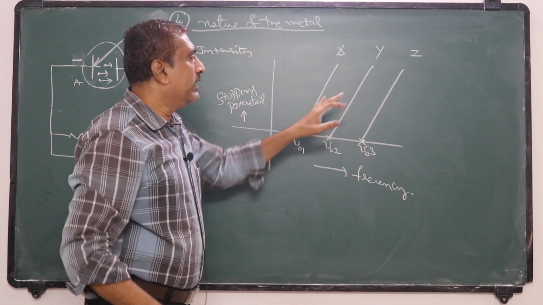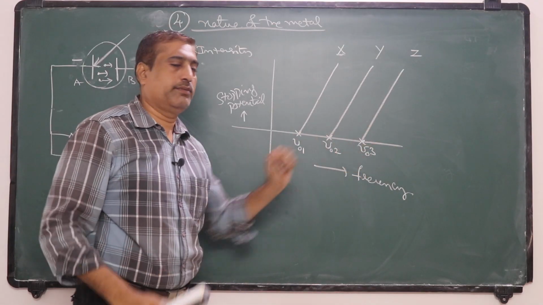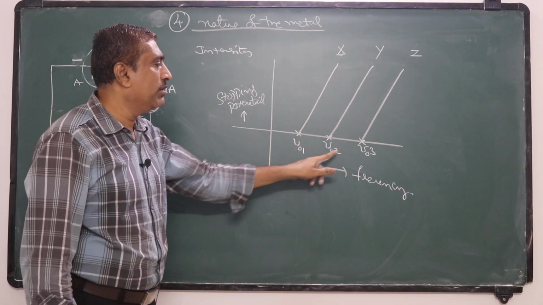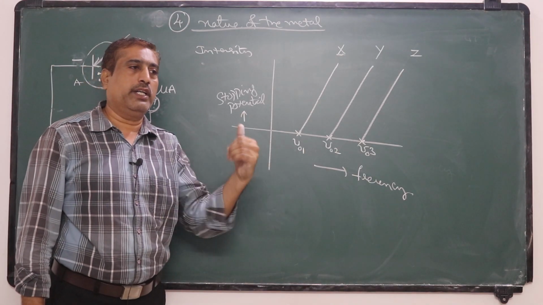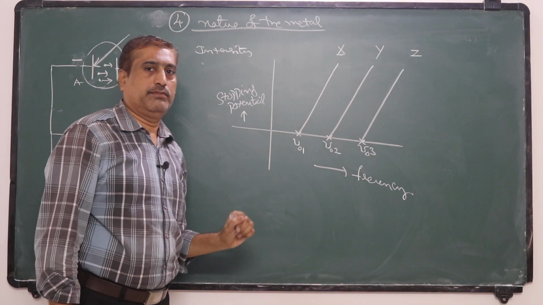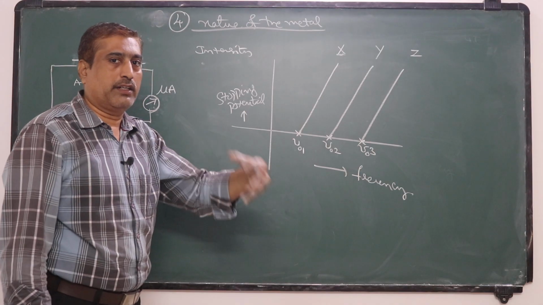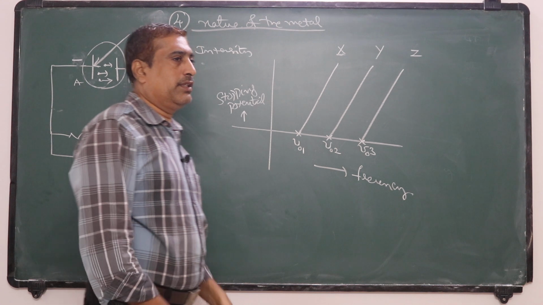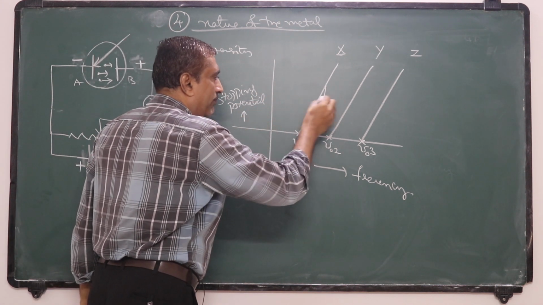That means different metals possess different threshold frequency values. That means the minimum energy required to liberate an electron from the metal surface varies from metal to metal. Because threshold frequency is different, the minimum energy required to liberate an electron is different for different metals. But it is observed that the slope of this curve is the same.